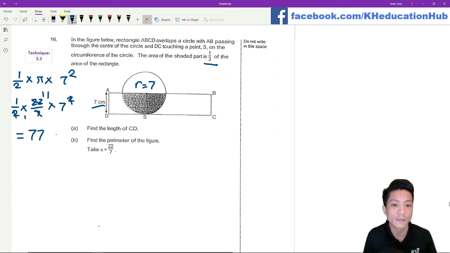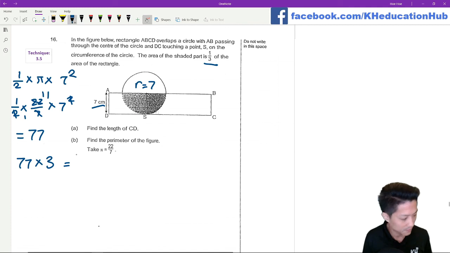Gonna give me 77. Okay, and then remember this 77 is 1/3 of the area of the rectangle, right? So I'm going to use 77 times 3. Gonna give me 231.